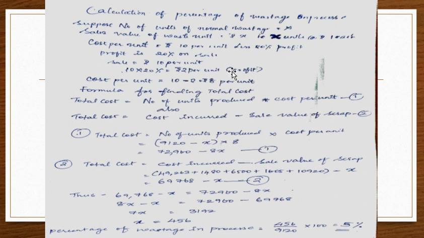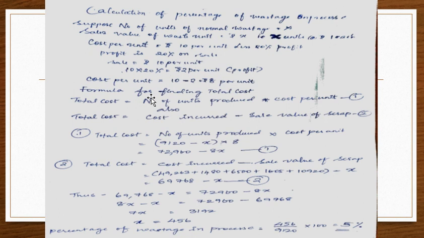Now cost is equal to sales minus profit. So cost per unit is equal to the selling price, 10 per unit, minus the profit you have found, which is 20% on sales, that is rupees 2 per unit. So 10 minus 2 will give you rupees 8 per unit, which is your cost per unit.